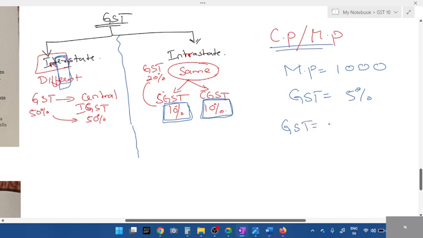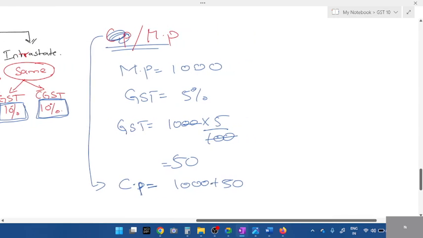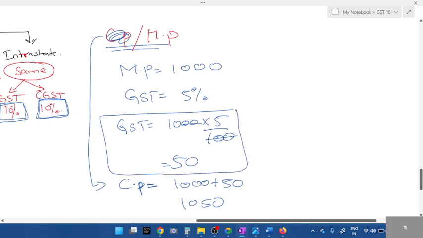How do you calculate just the GST amount? Just take this 1000 multiplied by 5 over 100. When you reduce, what's the answer? 50. This is the GST. Now the cost price. The mark price is 1000. We paid 5% GST, 50. The total cost price is 1000 plus 50, which is 1050. So this is the formula we use for GST, just to calculate the amount: take the mark price, multiply by 5% if it is GST.